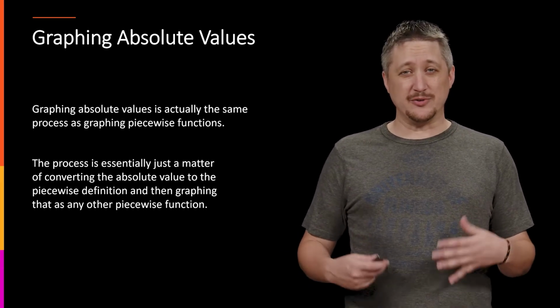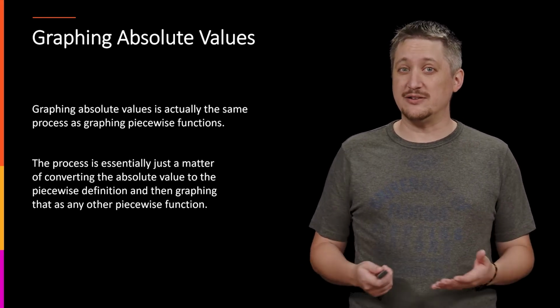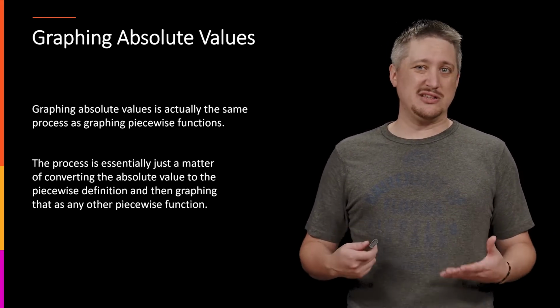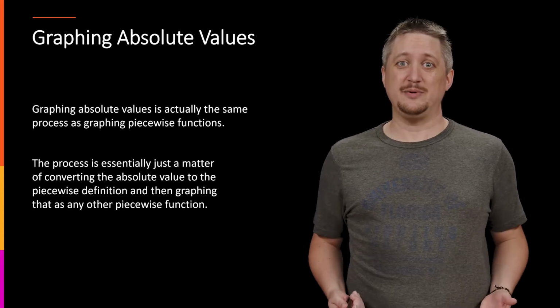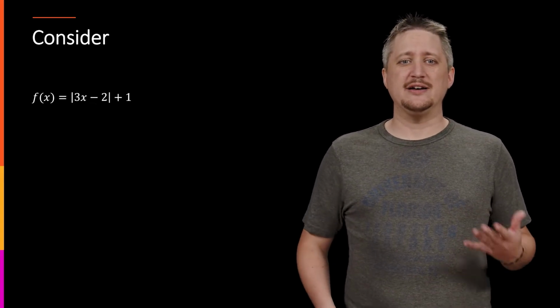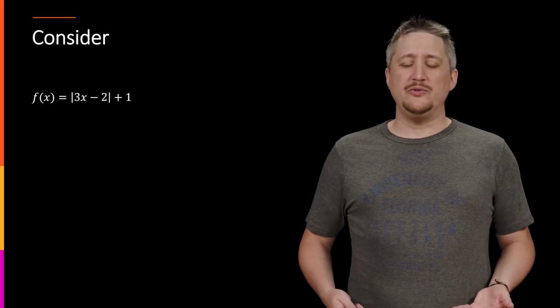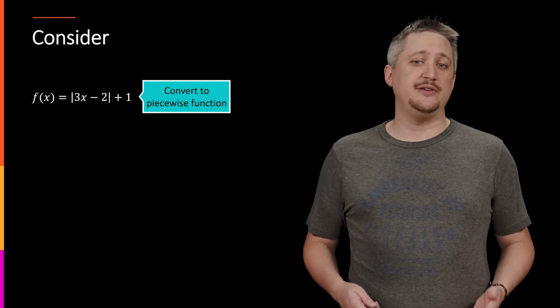So we'll do some examples and make some important observations about how absolute values tend to look, but really the process is just the same as the piecewise function. So let's take an example here. We have the absolute value of 3x minus 2, all plus 1. So we would take this, right, and convert it to the piecewise function.